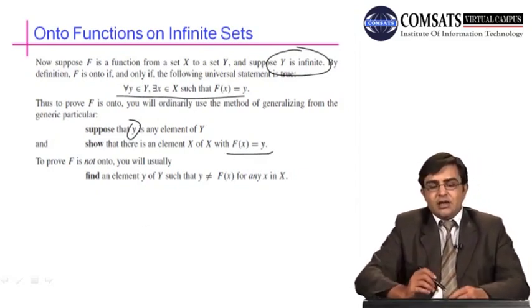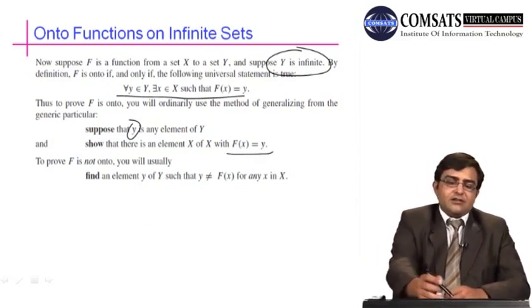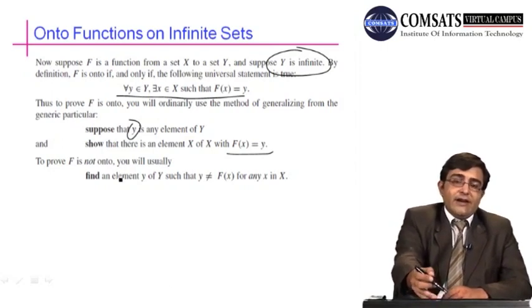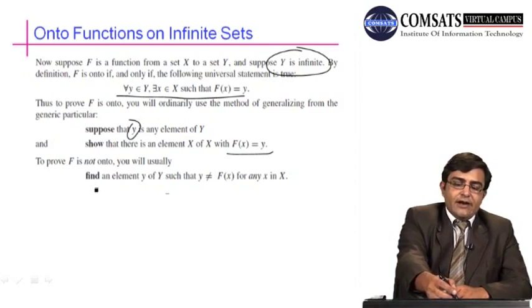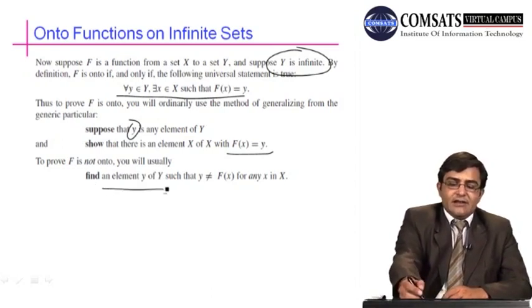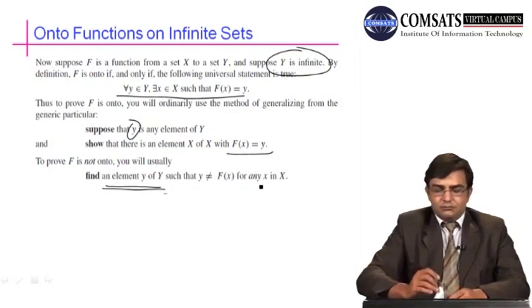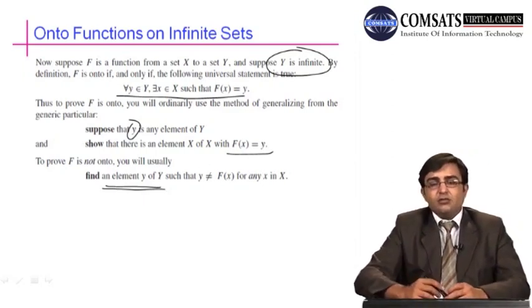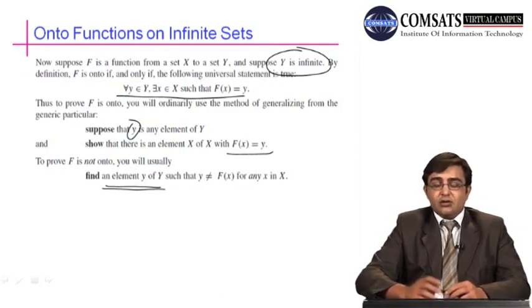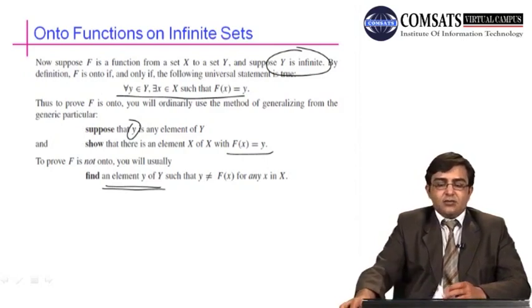So we have to show it, and to prove any function is not onto, we give a counterexample in which we try to find an element y of Y such that there is no x whose image is y. So this is how we prove that a function defined on an infinite set is onto or not onto.